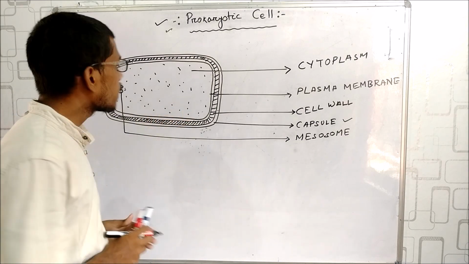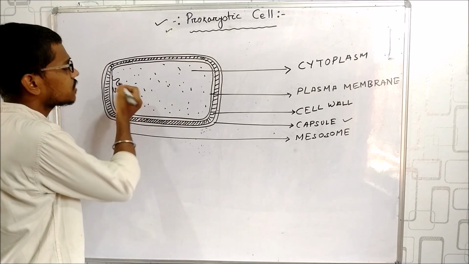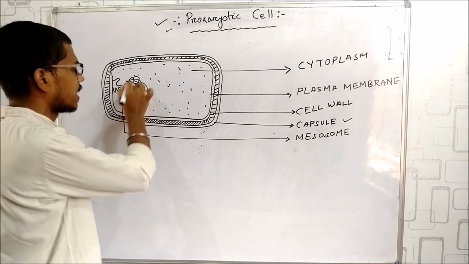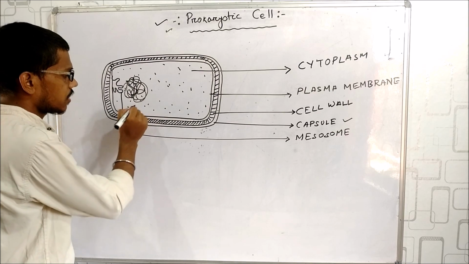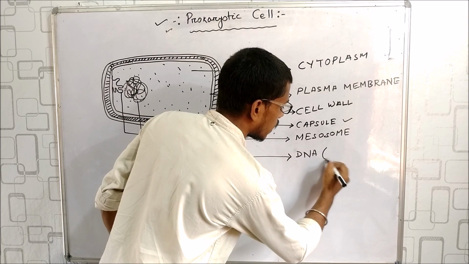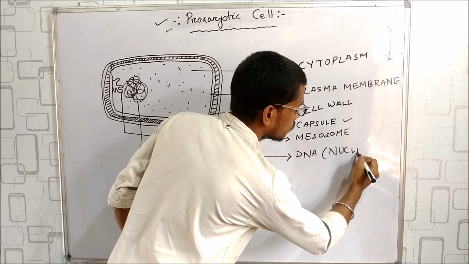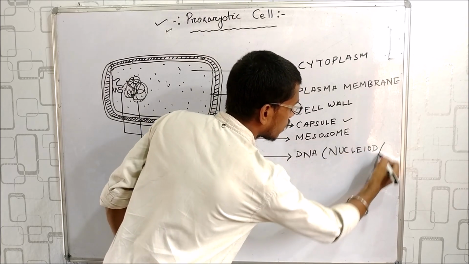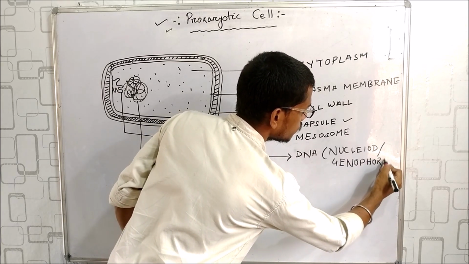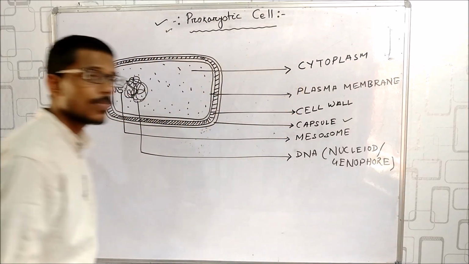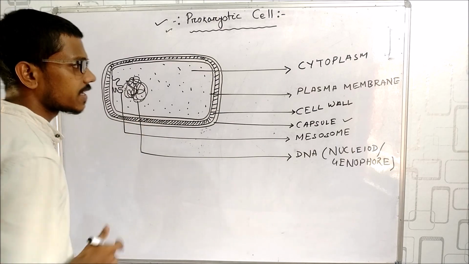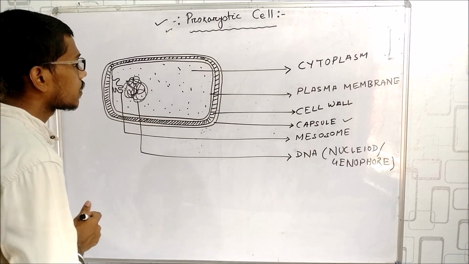Just near this mesosome there is the genetic material, the DNA. The area where this genetic material or DNA is present is called the nucleoid, or it may also be called the genophore. Nucleoid or genophore. So this is the genetic material in your bacterial cell, the prokaryotic cell.